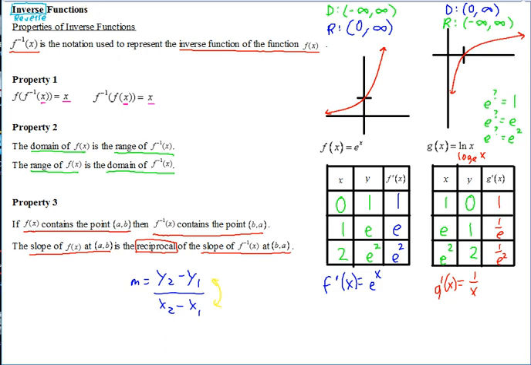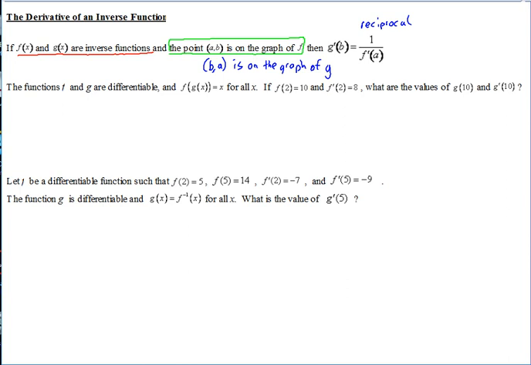Okay? So that's what's happening right here. Corresponding points, the x value of g is b, and the x value of f is a. So that's where the reciprocal is. The most common mistake is students will forget that these are not the same value here. Okay?